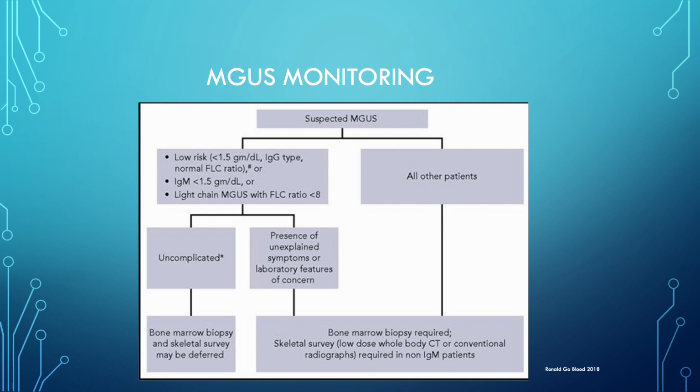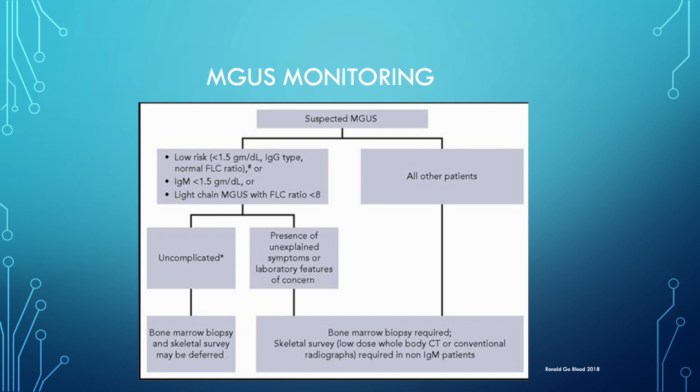So the next question is how to monitor for MGUS. If a person comes to us with suspected MGUS, what are the next steps to be taken? Let's see if the person is low risk, that means less than 1.5 grams per deciliter, IgG type, and a normal FLC ratio. Or if it's IgM, which is less than 1.5 grams per deciliter, or if it's light chain MGUS with an FLC ratio less than 8.